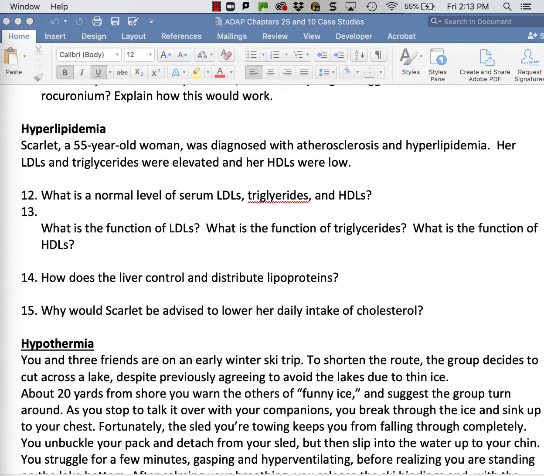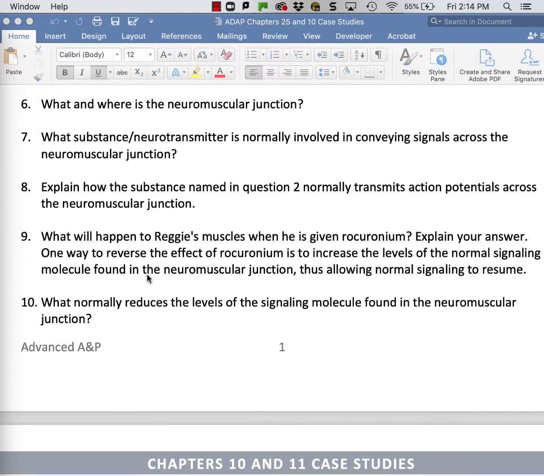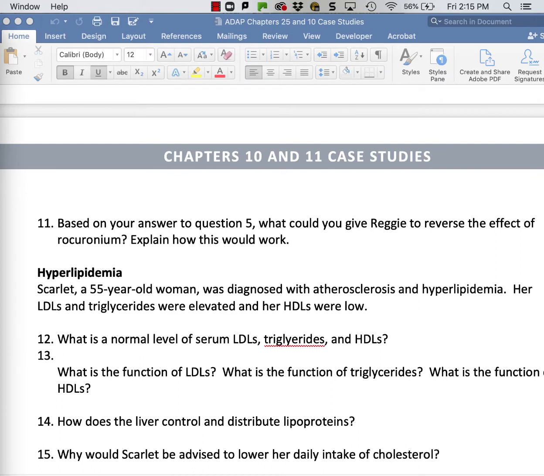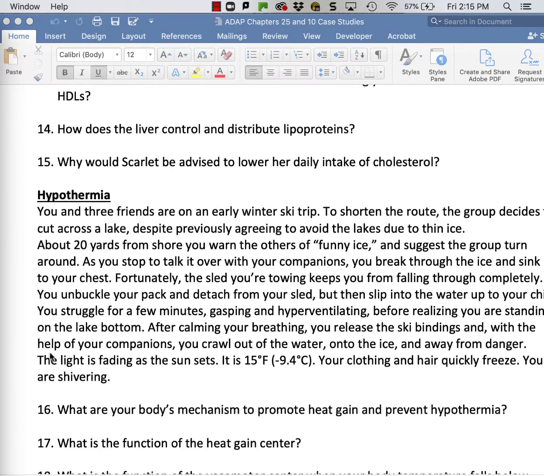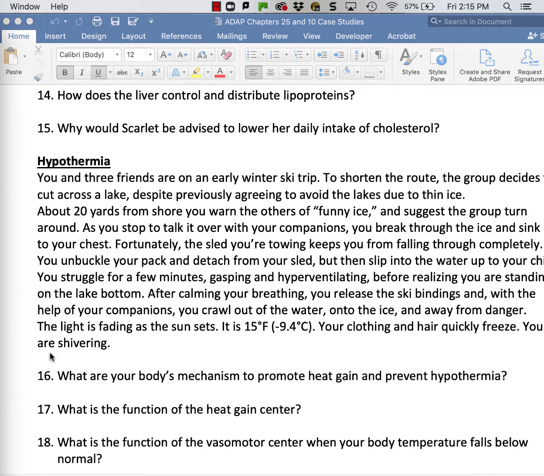So why would Scarlett be advised to lower her daily intake of cholesterol? Cholesterol is used to produce these lipoproteins, both the good and the bad lipoproteins. So by reducing her intake of cholesterol, she would be able to produce fewer of the LDLs, or the bad lipoproteins.